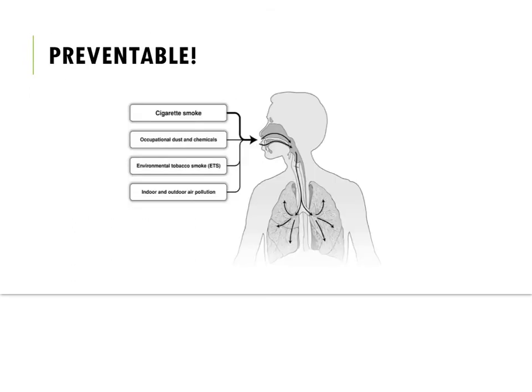What can we do to prevent developing chronic lung disease would be cigarette smoking is the leading issue. Occupations that you're exposed to dust and chemicals, making sure that we have proper mask, exposure to secondhand smoke, and pollution.